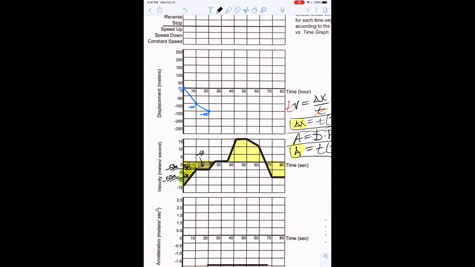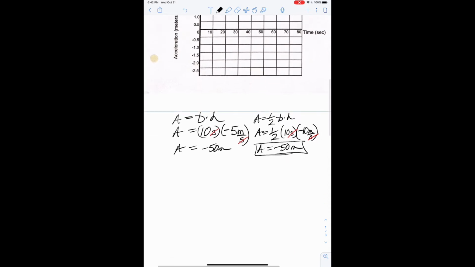Okay, that tiny triangle right there. Now, I think its base is 5. That looks like it goes to about 25. And I think its height is negative 5. So let's just go with that. Let's get that tiny triangle. Area is then base of 5 seconds times the height of negative 5 meters per second.